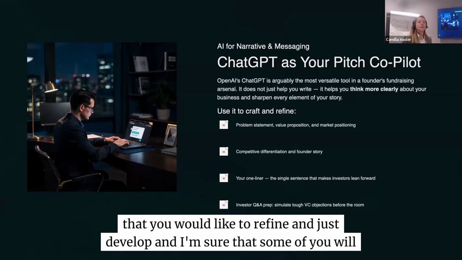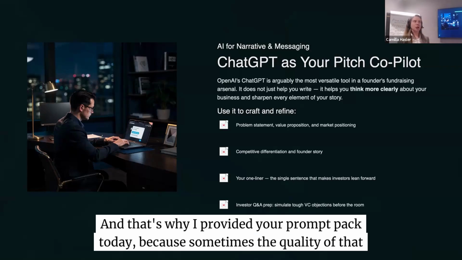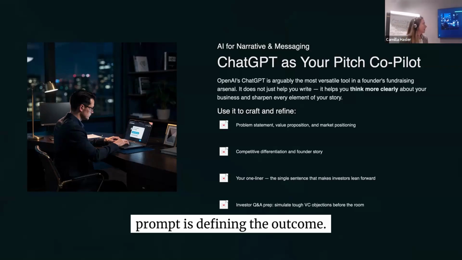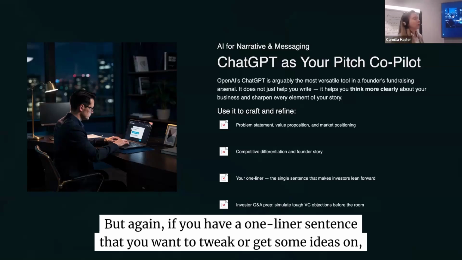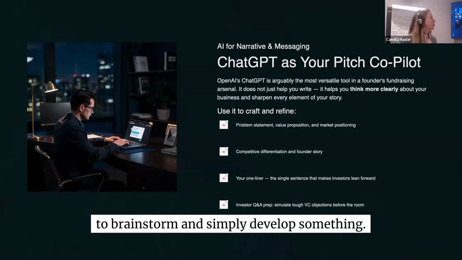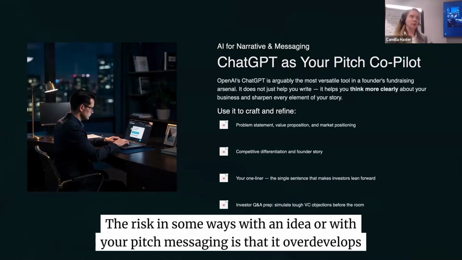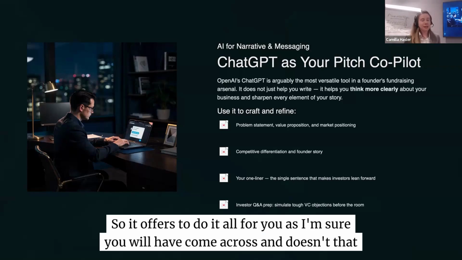I'm sure that some of you will have tried this, but your prompt is important. That's why I provided your prompt pack today, because sometimes the quality of that prompt is defining the outcome. But if you have a one-liner, a sentence that you want to tweak or get some ideas on, ChatGPT is great for suggesting several different versions, helping you more quickly to brainstorm and simply develop something. Now, what's the risk of using ChatGPT? The risk, in some ways, with an idea and with your pitch messaging, is that it overdevelops it for you. So it offers to do it all for you, as I'm sure you will have come across.